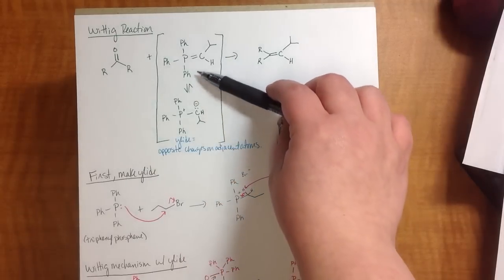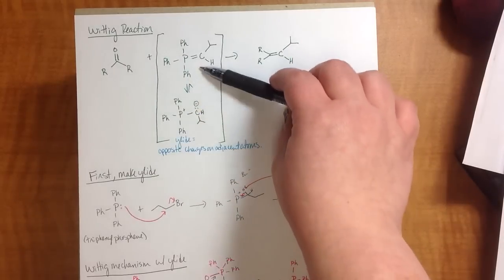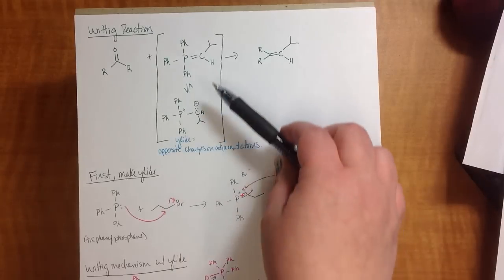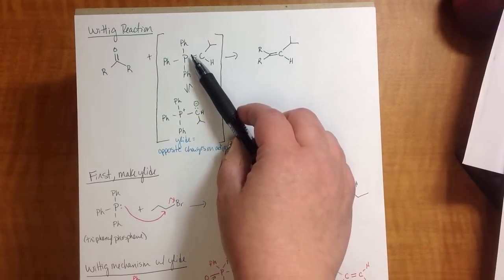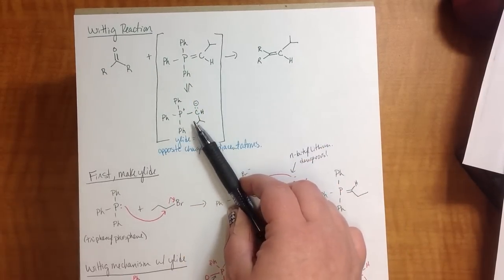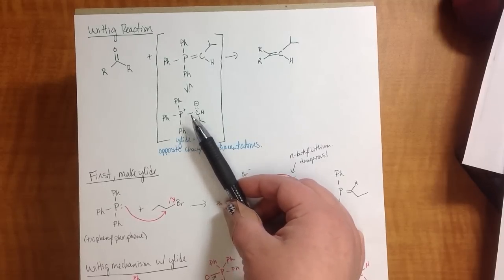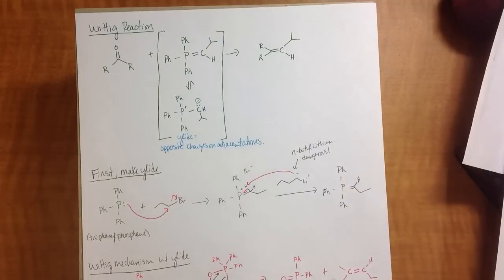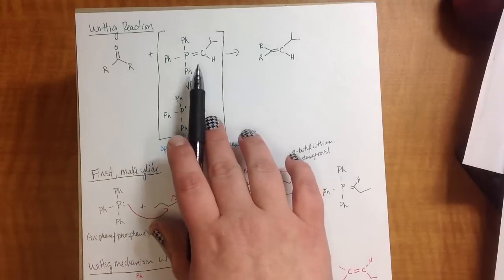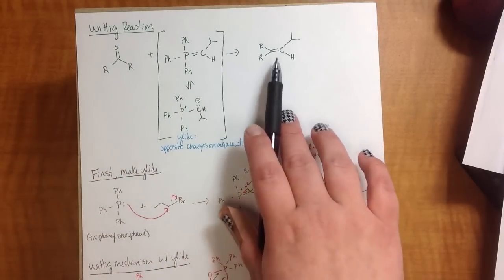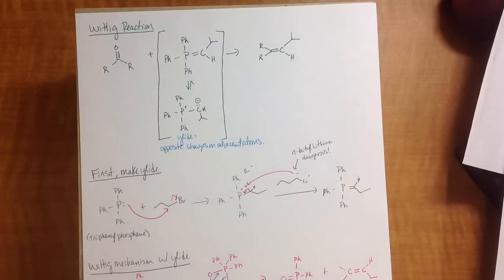Now, this is sort of in equilibrium with what we call an ylide. The ylide means that we could have electrons migrate over here, and that's what its conjugate form would look like. So a positive charge on the phosphorus and a negative charge on the carbon, which is known as an ylide because it has two adjacent atoms with opposite charges right next to each other. And so this reaction, along with this guy, gives you this new type of alkene bond.